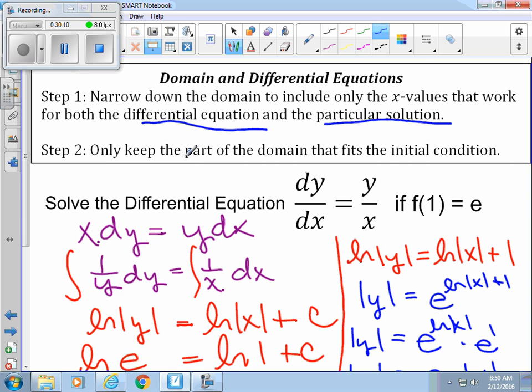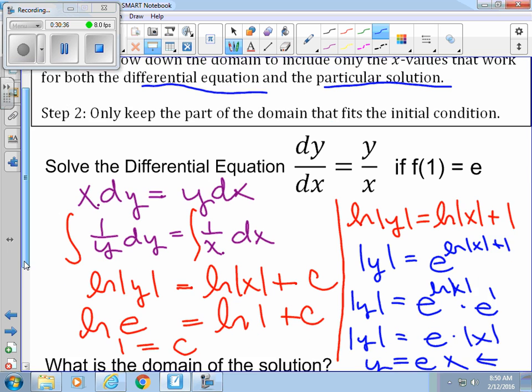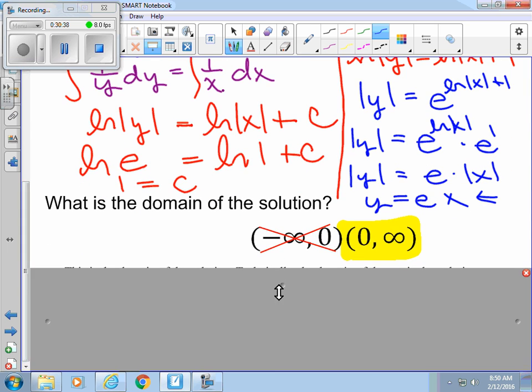Only keep part of the domain that fits the initial condition. You're only going to keep one open interval. So if there were multiple parts to the domain, only one of them is going to be in the answer. Essentially what we're doing is we've chosen our differential equation based on our initial condition. So the domain outside of that interval is not relevant. We'll talk more about that when we do slope fields in a couple days.